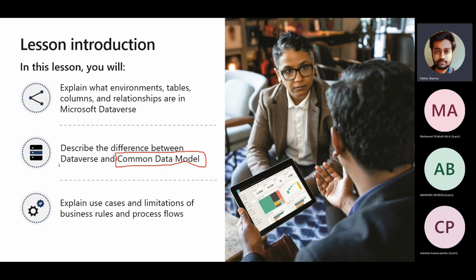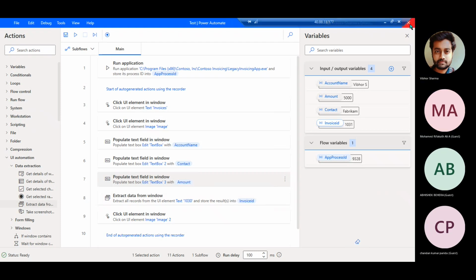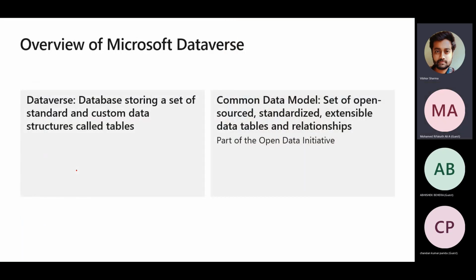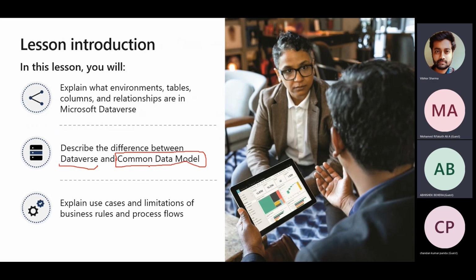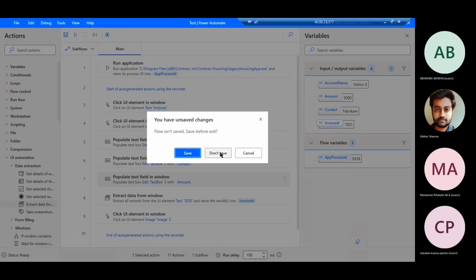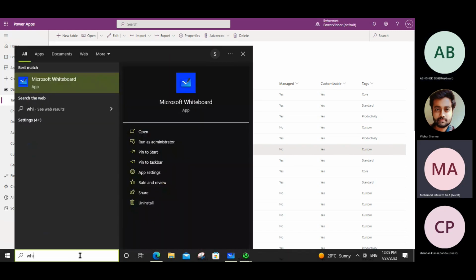The difference between Dataverse and the common data model is that the common data model is a set of standard tables, whereas Dataverse as a whole can consist of custom tables and standard tables. So let's get started. What is Dataverse? Sir, I'm just asking, what is stored in the common data model? What is the common data model? All right.